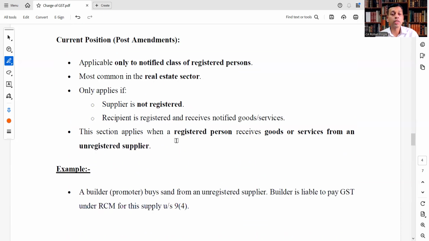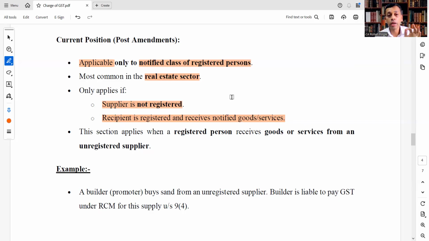Current position. Let's see what is the current position, that is, post amendments in section 9, subsection 4. Applicable only to a notified class of registered persons, most common in the real estate sector. It only applies if the supplier is not registered and the recipient is registered and receives notified goods or services.